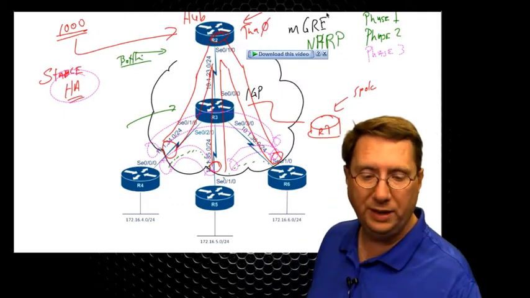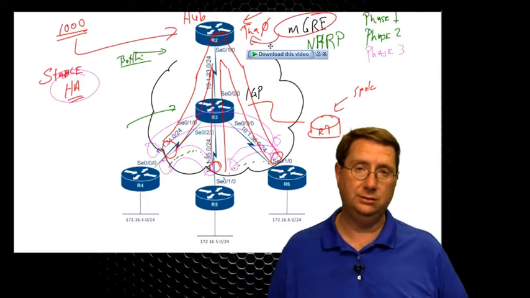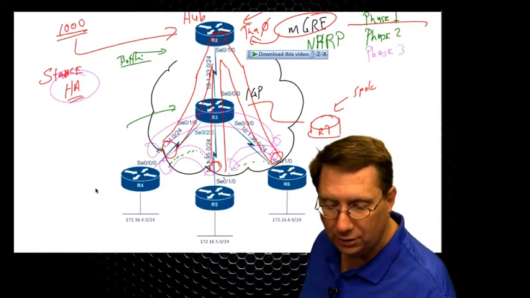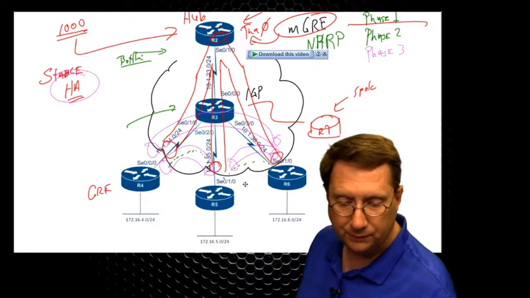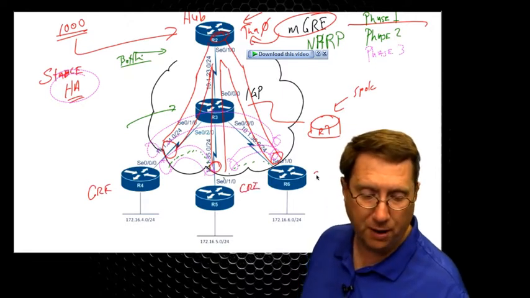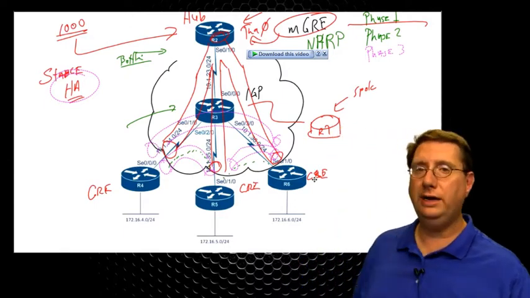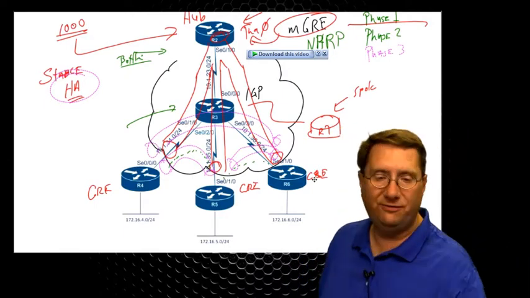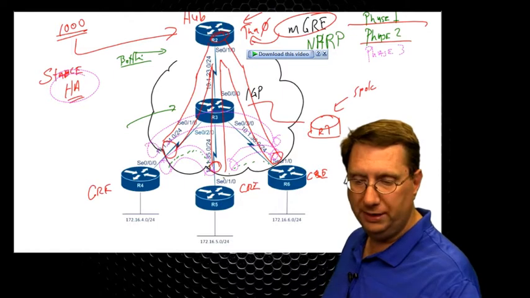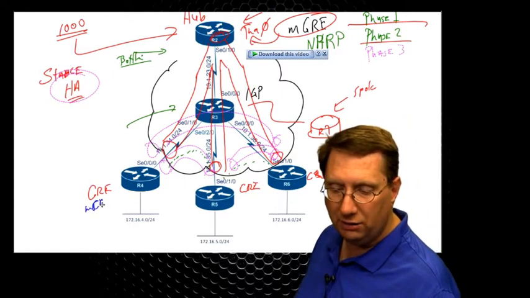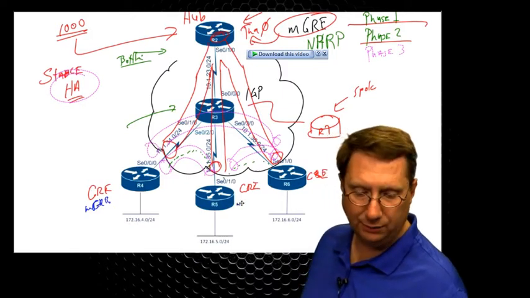And tunnel 0 would be an mGRE connection. So in the confines of Phase 1, I have regular GRE tunnels on the spokes and a multipoint GRE on the hub. In Phase 2, I'll go ahead and change pen colors to illustrate a Phase 2 connection, I'm running mGRE all the way around.